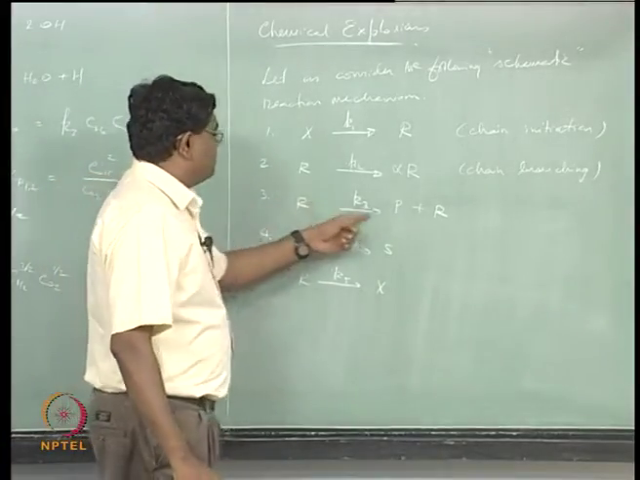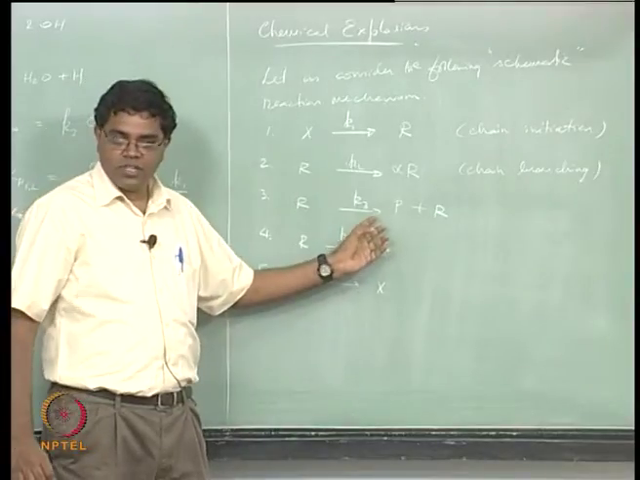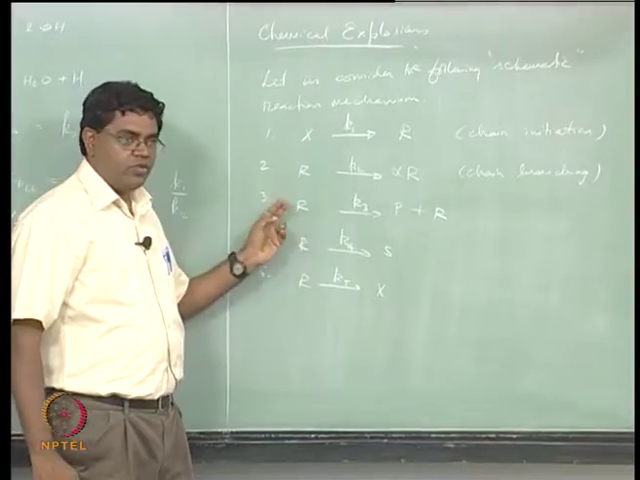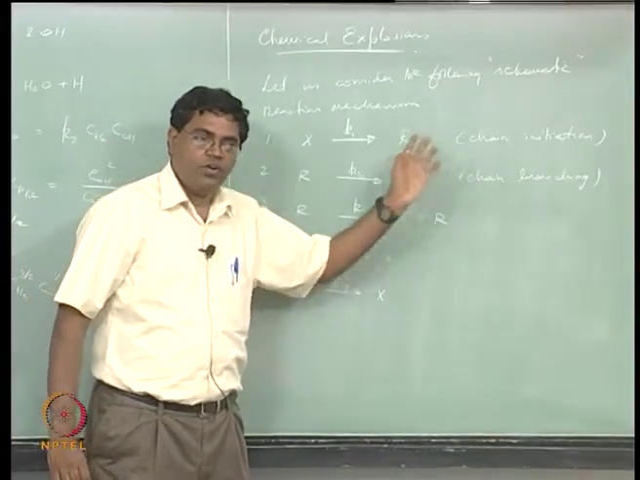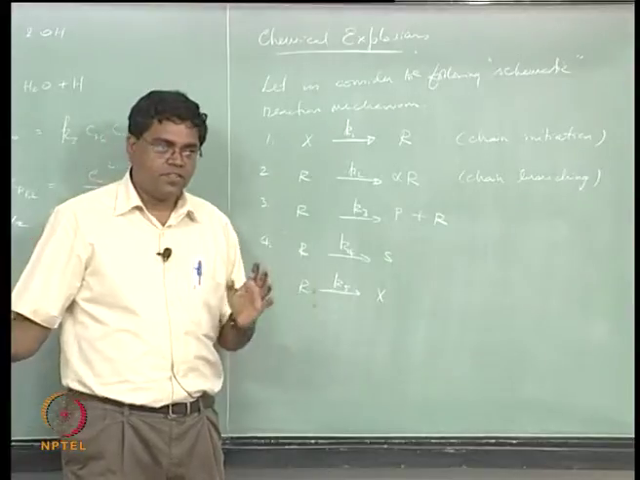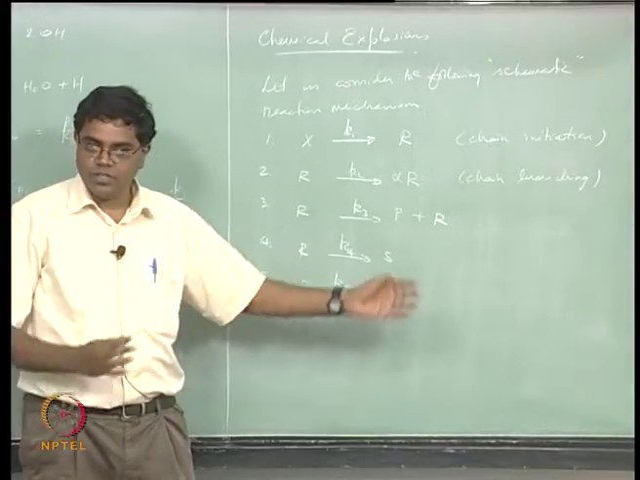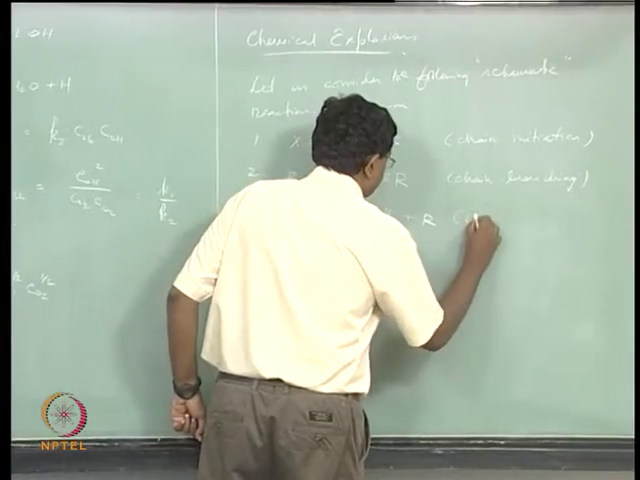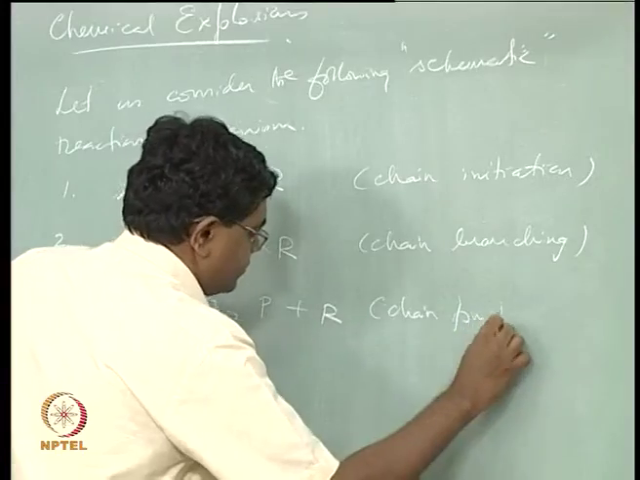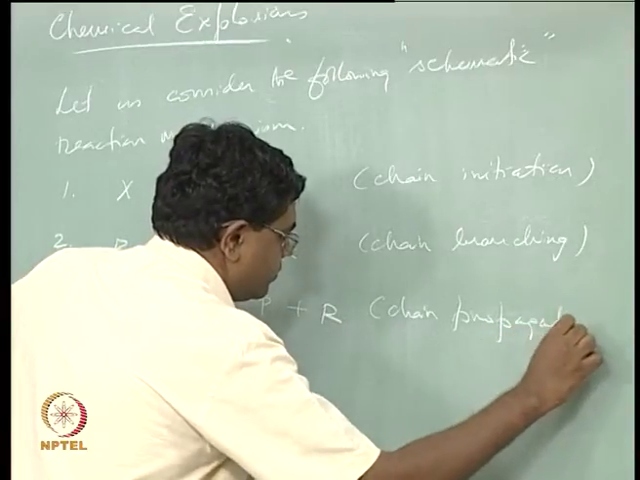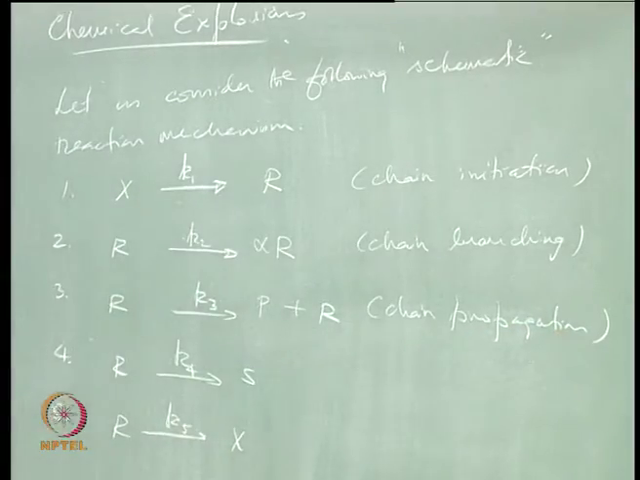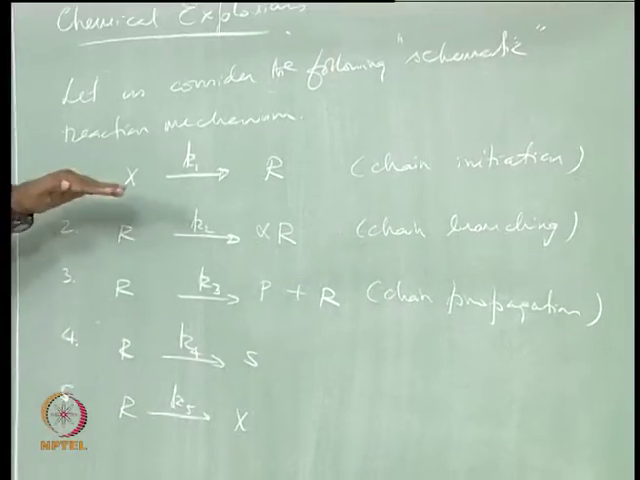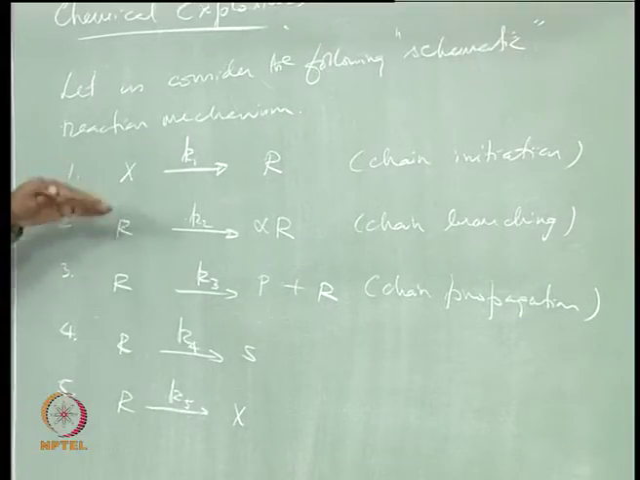And R gives P plus R. P is like a stable product. Let's say we are interested in this finally. But then what's happening? You start with R, you have something else, and then you also have R. So as far as intermediates are concerned, it's neutral. That means it's a chain propagation step. In reality, you would have a bunch of steps like this. Each of these kinds of things could be a bunch. It's not just one.